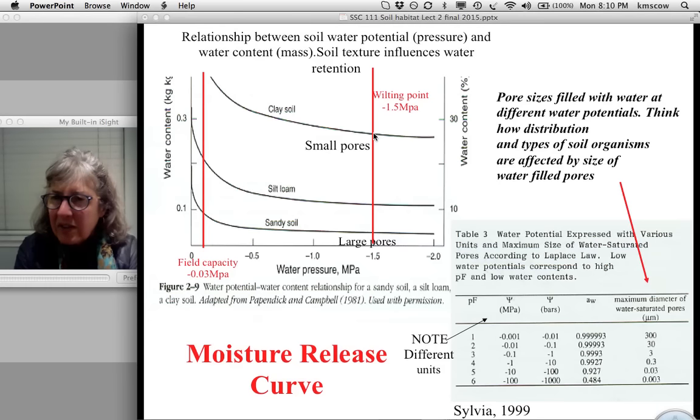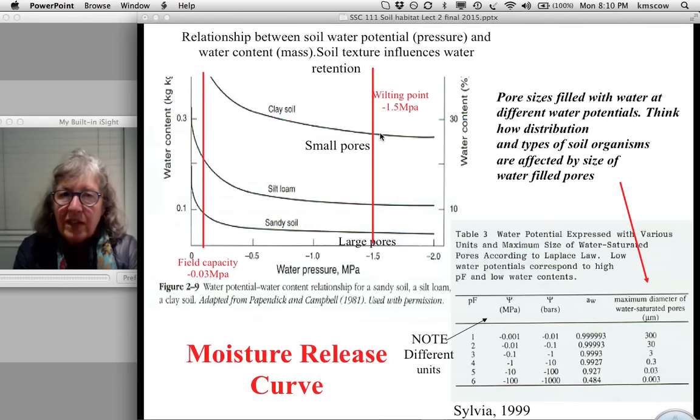Tons of water in that soil, but that water is not to be had. Certainly not to be had by plants. And microbes will get some of that water, but not a lot of it, because those clay particles and the tiny pores they create by the juxtapositions of their particles are holding onto that water extremely tightly, and it's very hard to get that water out.